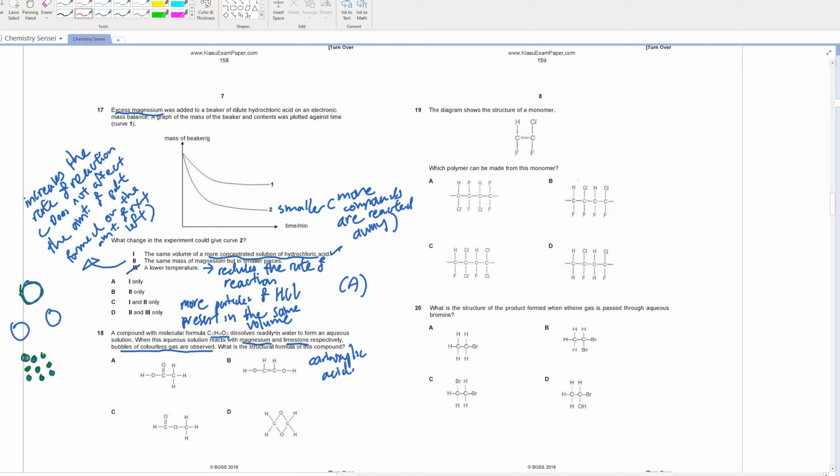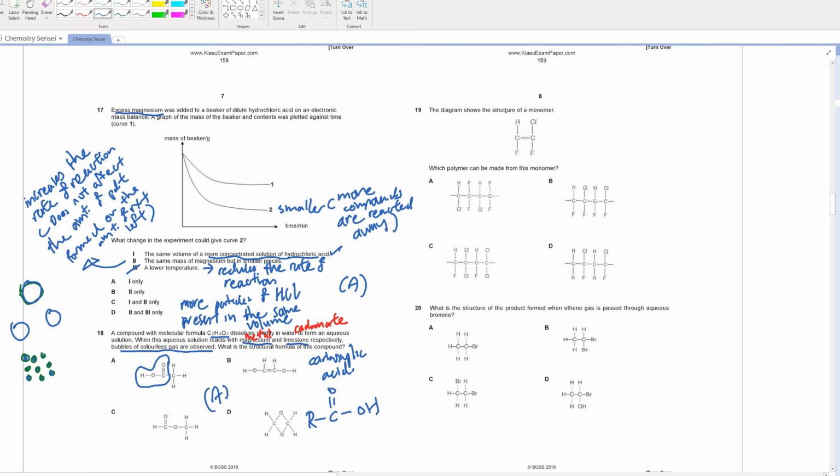It is because there is acid metal reaction and acid carbonate reaction. So the only organic compound that you have learned that is able to react with magnesium and limestone is carboxylic acid. So carboxylic acid has the formula C double bond O OH. So which of these compounds A, B, C or D has a structure like this? The correct answer is option A, where we have a C double bond O and an OH. Option A is the correct answer.